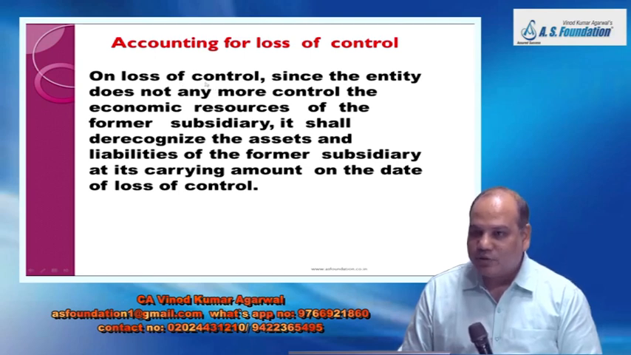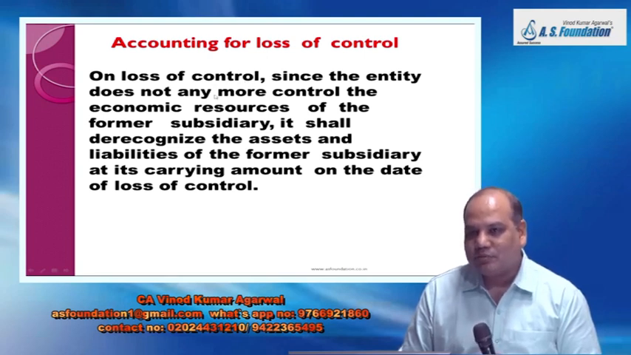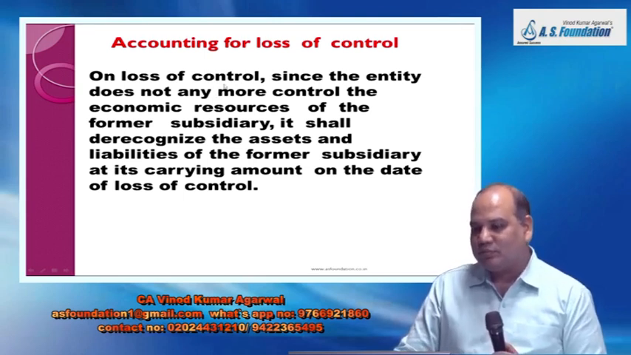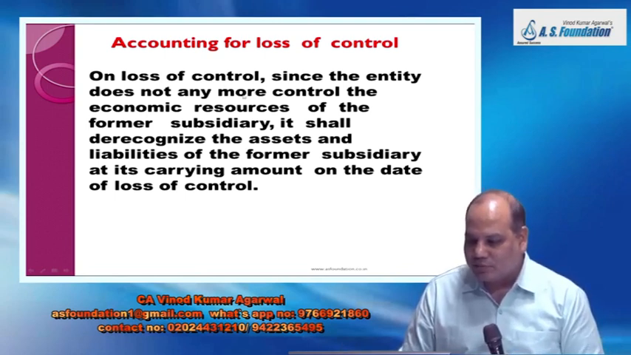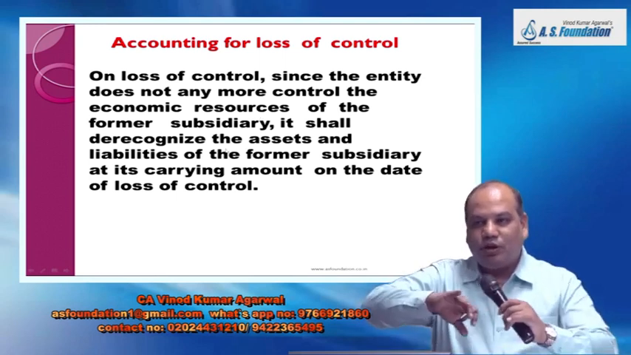Then on the loss of control, directly in reserve. Why not in profit and loss account? We'll adjust directly under retained earning. Accounting for loss of control. On loss of control, since the entity does not anymore control the economic resource, now suppose you have lost the control, so you have to de-recognize now.